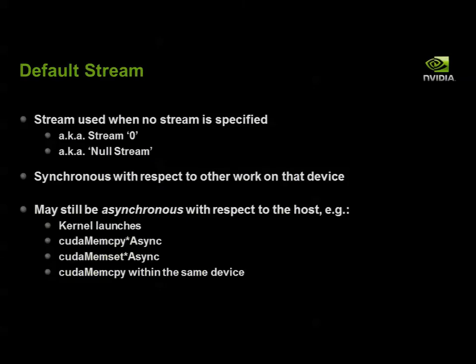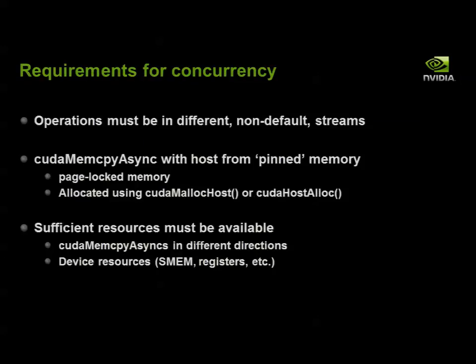So those are the guarantees that you get with using the null stream. Now, even when you're using the null stream, kernel launches are still asynchronous with respect to the CPU. You're queuing up all these kernel launches into one stream. But you're guaranteed that kernel 2 will not start before kernel 1 has completed.